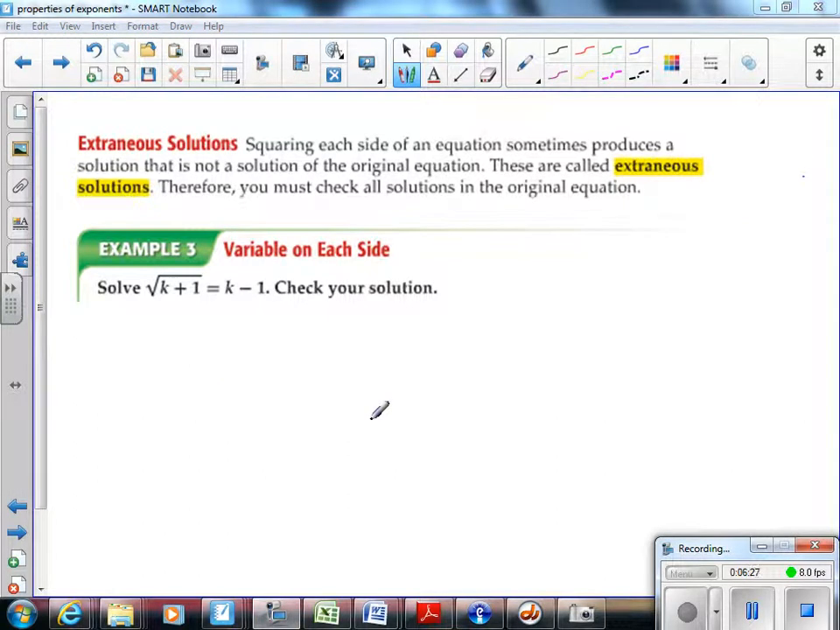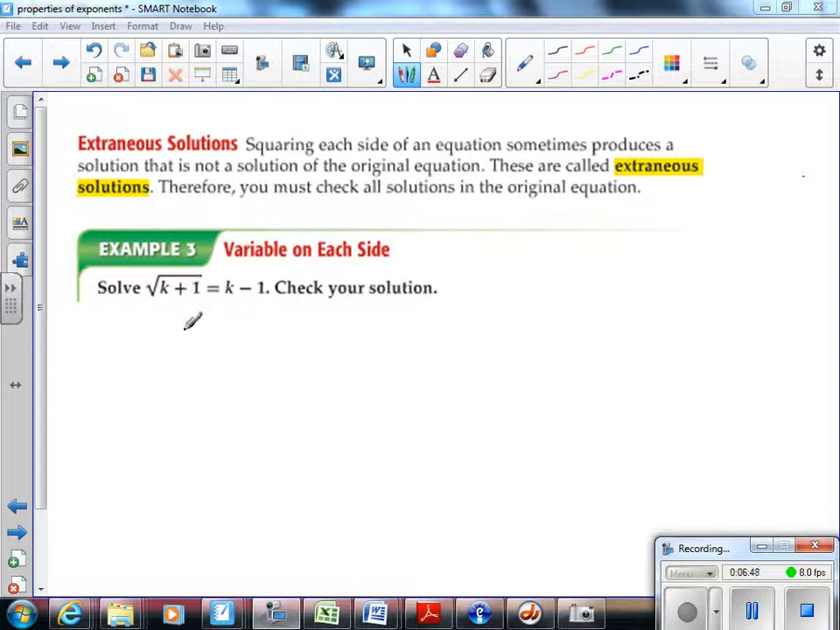Okay, we have one other type of problem we're going to take a look at, and that is what's called an extraneous solution. Now, when you square each side of an equation, sometimes you produce a solution that's not a solution of the original equation. And when this happens, these are called extraneous solutions. So we must check all solutions in the original equation. Let's take a look at this example.